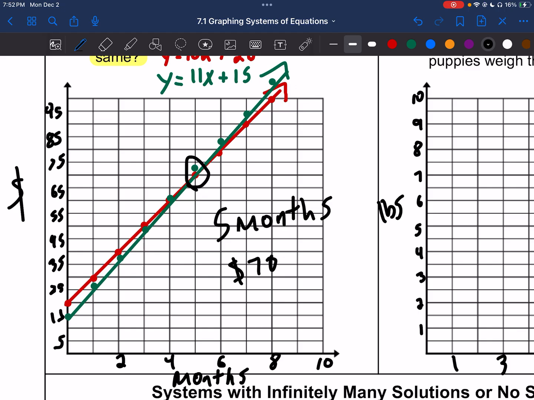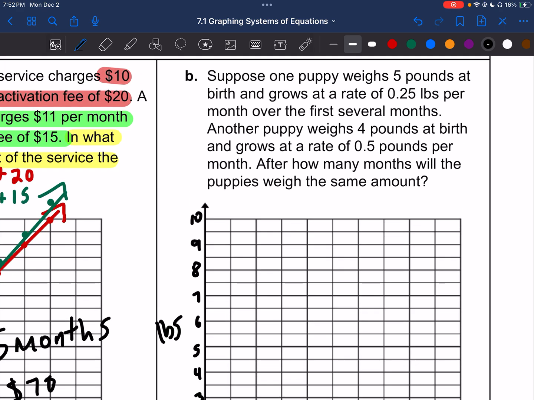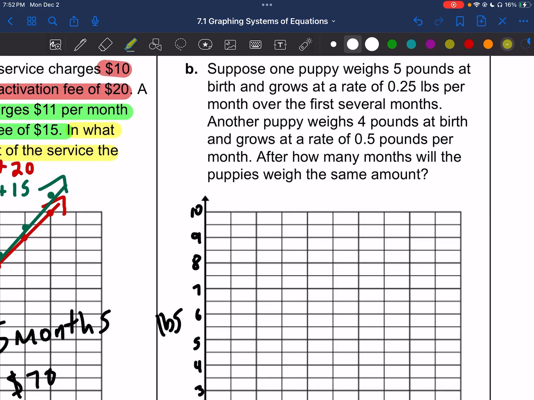You would have spent $70 on either plan. All right, our second example. We're not going to do it as a you-try, we're going to do it as a group.